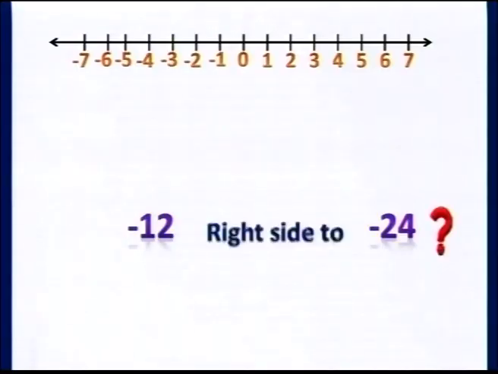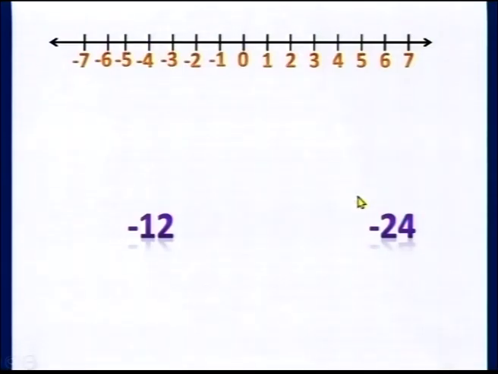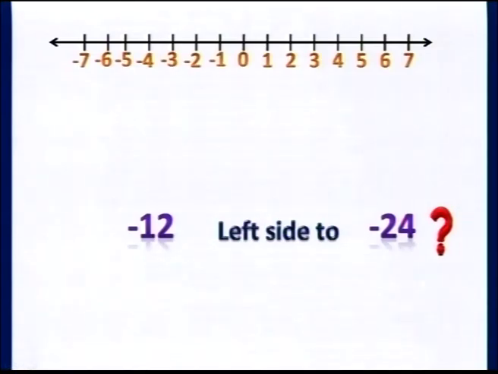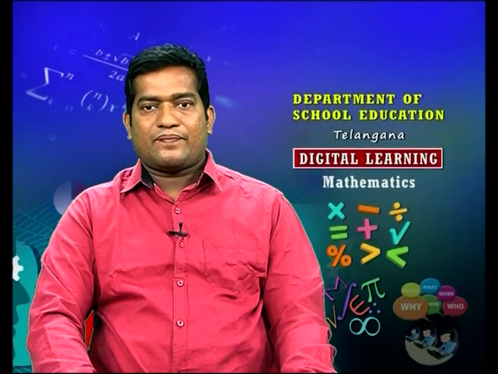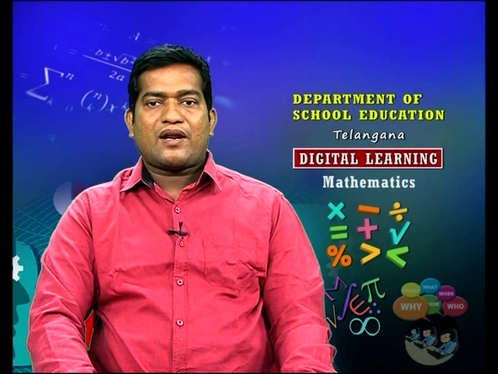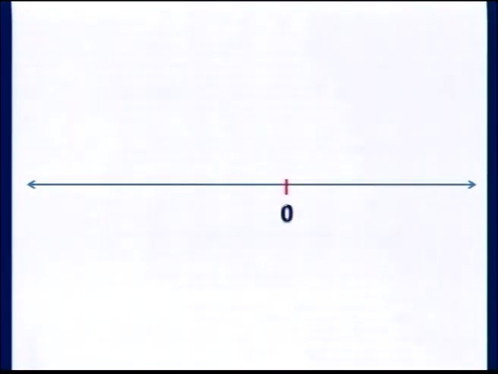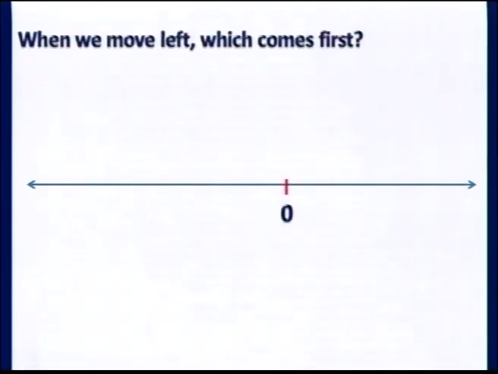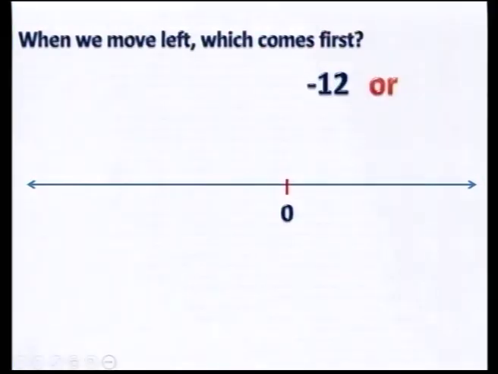Okay, now let us check this. Now again you will get a doubt here. Is minus 12 right side to minus 24? Is minus 12 left side to minus 24? Okay, let us identify on the number line. Okay, now I am taking a number line. I am taking it as 0. Okay, when we move left, which comes first? Is it minus 12 or minus 24?